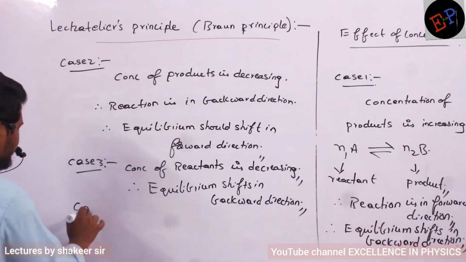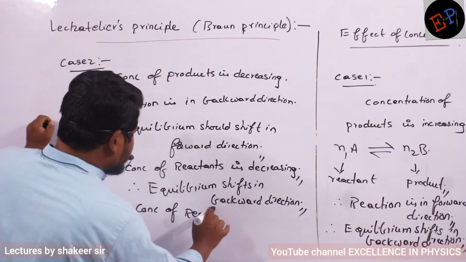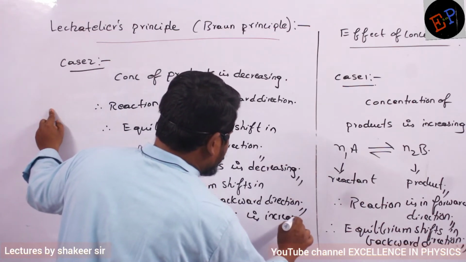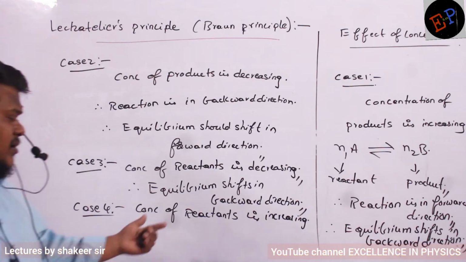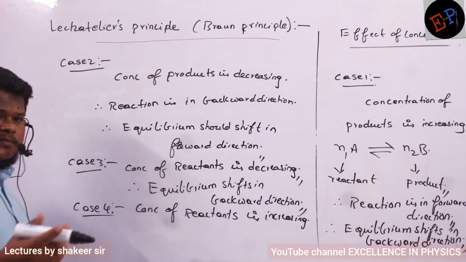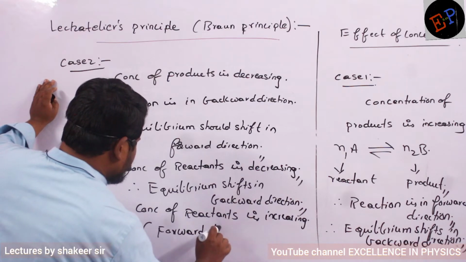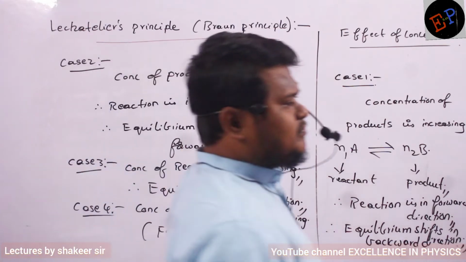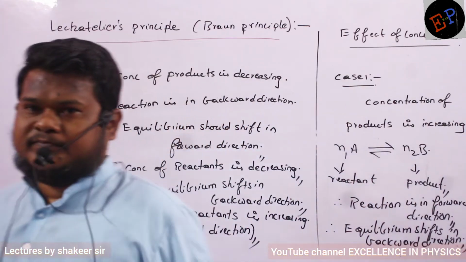Now we can write case number 4 also. What is case number 4? Concentration of reactants is increasing. So if concentration of reactants is increasing, it means the reaction is going in which direction? Reactants, if they are increasing, then the reaction is happening in backward direction. So equilibrium should shift in forward direction. That's all. So the answer is forward direction. That's it. Understood? So this is the effect of concentration, for the direction in which the equilibrium should shift. Very simple. Is it clear?